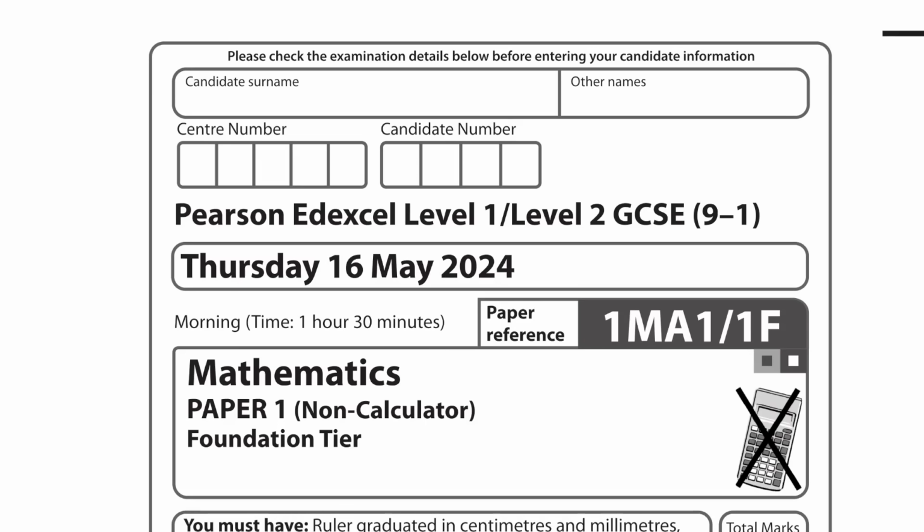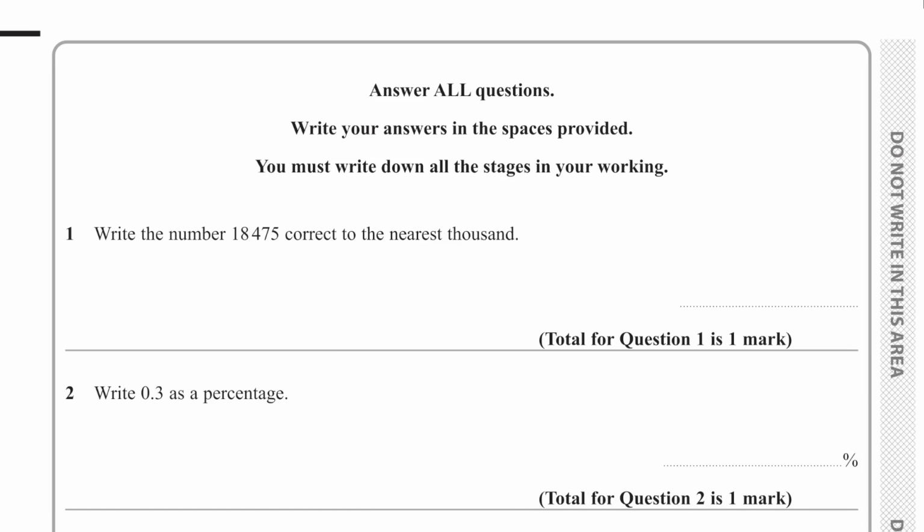This is the Edexcel Paper 1 Non-Calculator Foundation tier from May 2024.